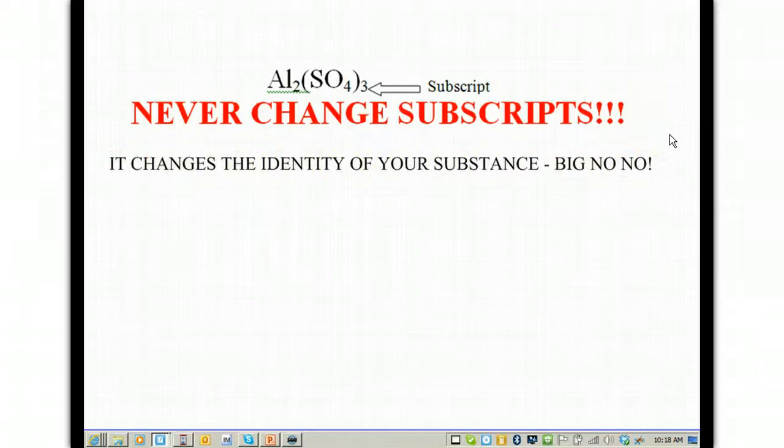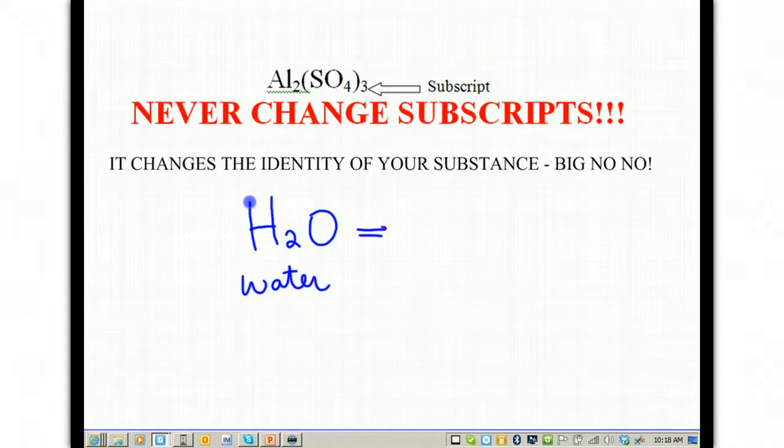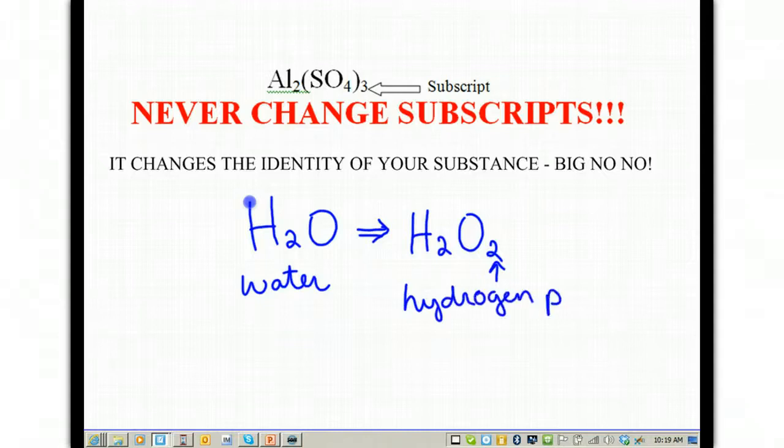For example, if I had water, H2O, and I changed one of the subscripts, perhaps if I changed it to H2O2, by adding this 2 right here, I have changed it from water to hydrogen peroxide. And hydrogen peroxide will not quench your thirst quite like water will. So changing subscripts, you don't want to do it because it literally will change what your substance is.